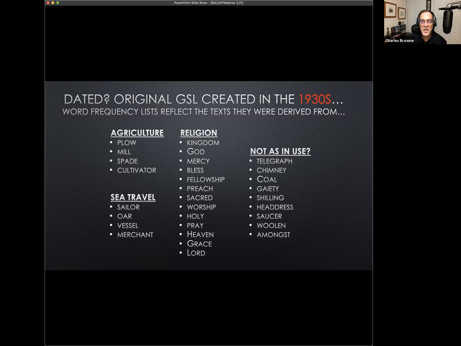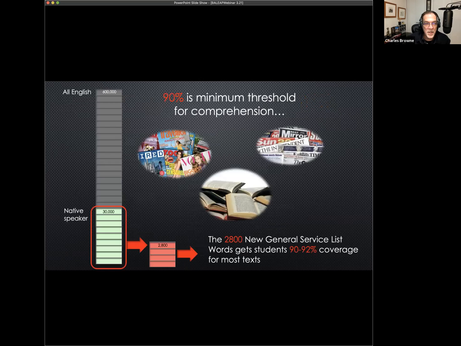So things have changed. Religion words, lots and lots of religion words in the original general service list. And these are all great words, but they're not the most important words for second language learners anymore. 100 years ago, many of the schools of education were funded by missionaries, and so the texts were often religious texts. And you can see also words like telegraph and chimney and coal and gaiety and shilling, just not as important for second language learners these days.